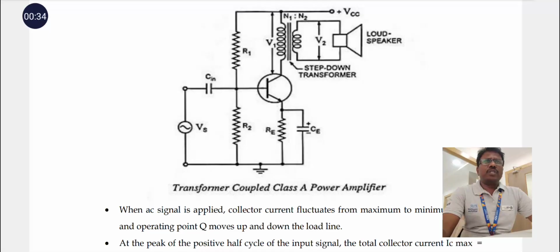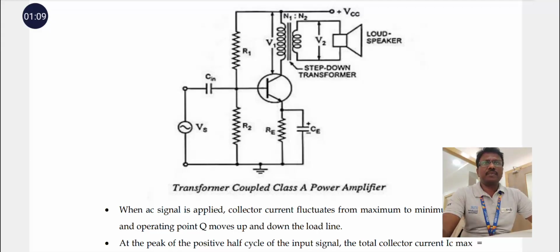Today we are going to study one of the most important power amplifier circuits in analog electronics, namely the transformer coupled class A power amplifier. So please observe the circuit carefully. At first glance, it may look complicated, but once we understand the function of each component, the circuit becomes very simple. First, we discuss a question: can a small transistor directly drive a loudspeaker?